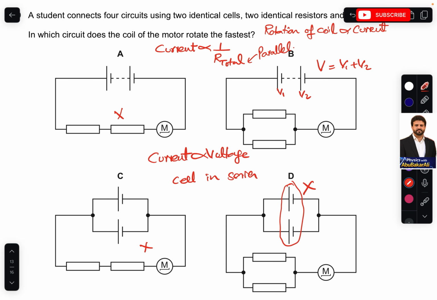So there is a maximum voltage and a minimum resistance. So there will be a maximum I that will pass through it. So it's option B that is correct. Okay, I hope you understand this, or you can replay this question again and watch it.